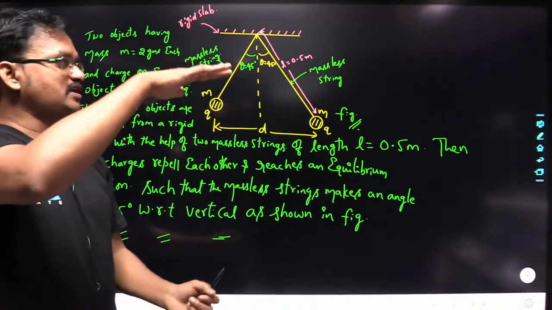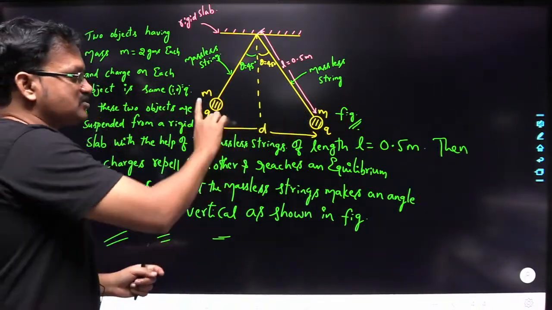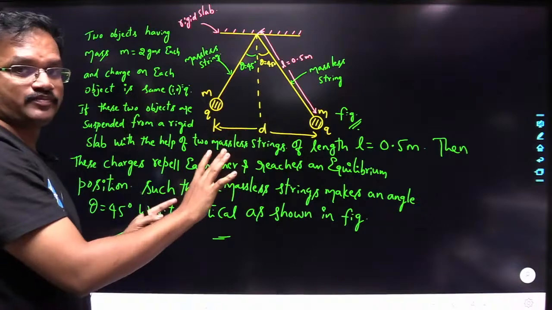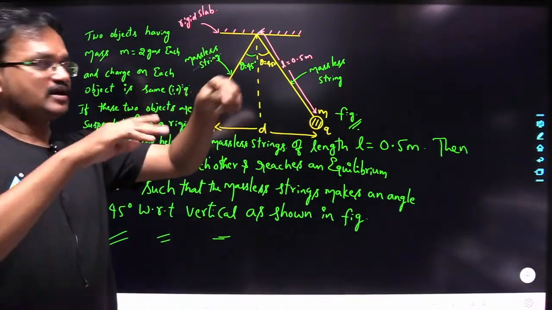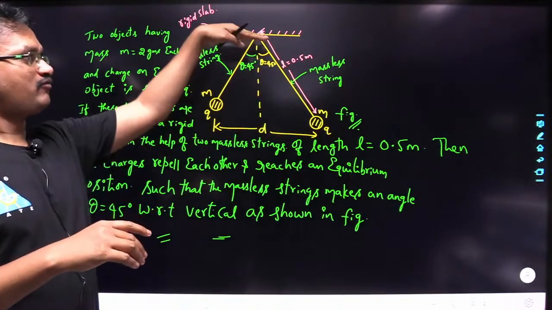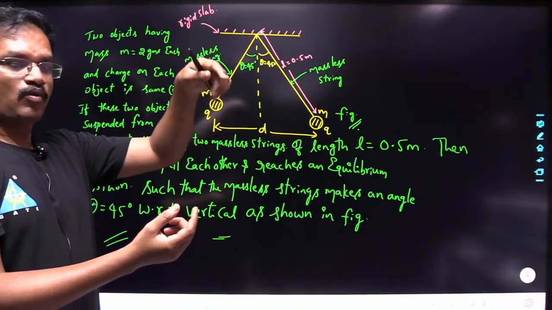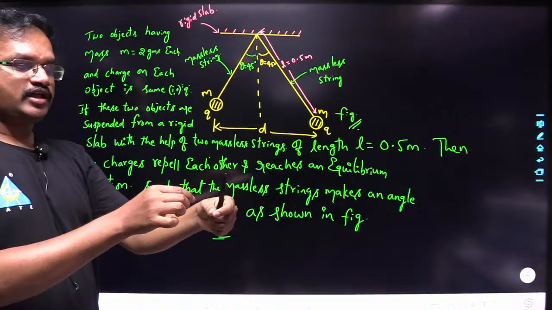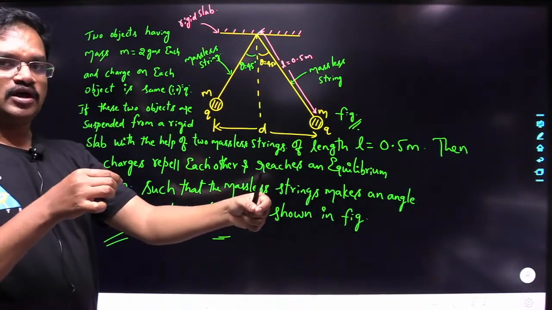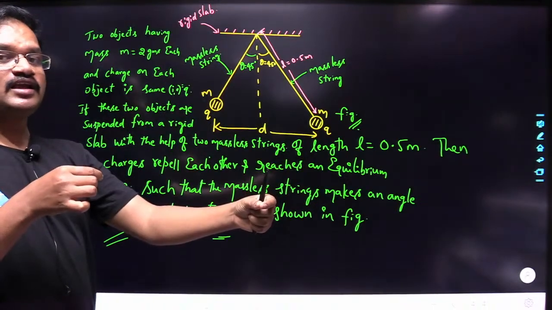So from the rigid slab they have suspended two objects, each of mass m, and the charge on both objects is also the same, that is Q. Since these two have the same charge, they are going to repel each other, move away from one another, and finally reach an equilibrium position.